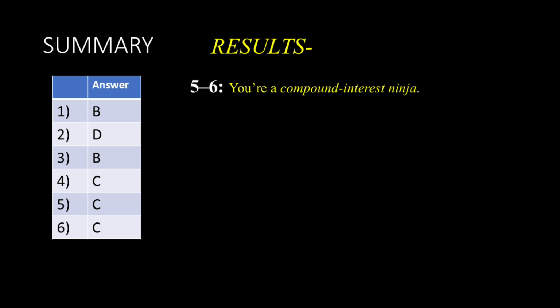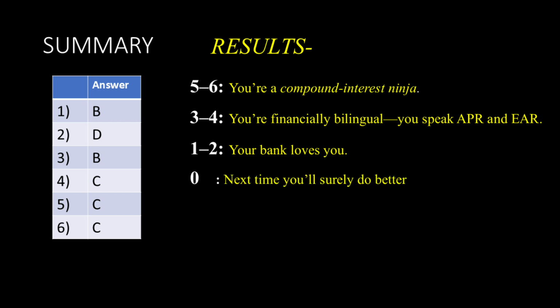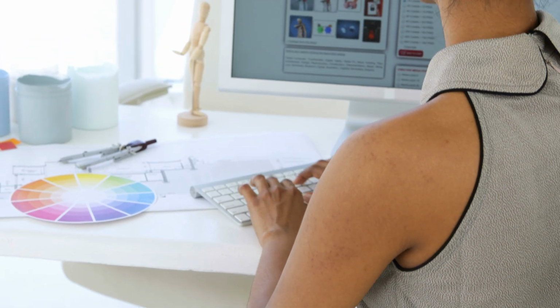All right, so count your correct answers. If you got 5 to 6 questions correct, you're the compound interest ninja. For 3 to 4 correct, you're financially bilingual. You speak APR and EAR. Only 1 to 2 questions correct, well, your bank loves you. 0, man, shucks. Maybe next time we'll do better. So, how investment savvy are you?